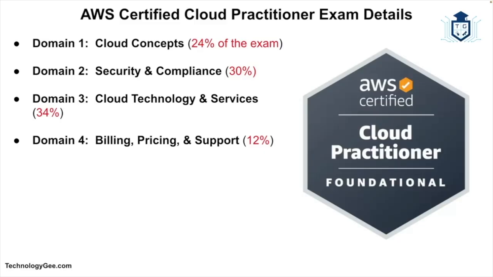Understand that the exam has the following content domains. Domain 1, cloud concepts, is going to take up 24% of the exam. Domain 2, security and compliance, is going to take up 30%. Domain 3, cloud technology and services, will take up 34%. And domain 4, billing, pricing, and support, is going to take up 12% of the exam.